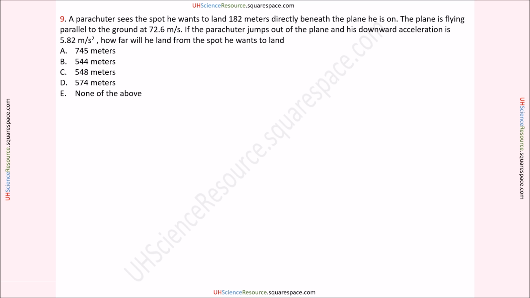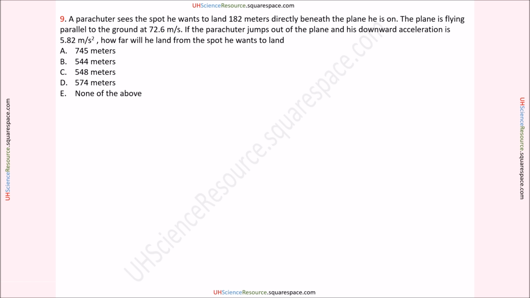This is question number 9. It says a parachuter sees a spot he wants to land 182 meters directly beneath the plane he is on. The plane is flying parallel to the ground at 72.6 meters per second. If the parachuter jumps out of the plane and his downward acceleration is 5.82 meters per second squared, how far will he land from the spot he wants to land?